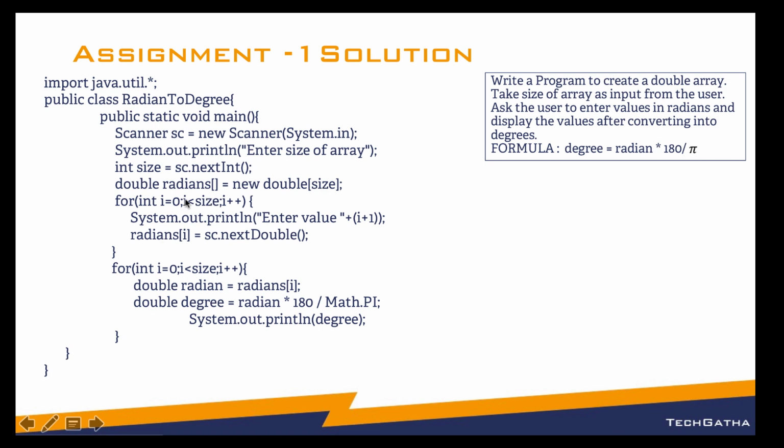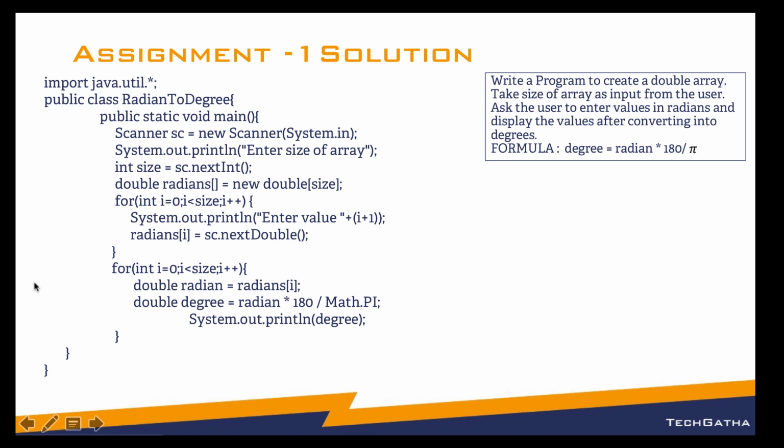Again, I go over here in the loop. Remember, array index always starts from 0, goes to less than size, I plus plus. I say enter value I plus 1. So I is 0, 0 plus 1 is 1. So this is just used for printing. This is not actually changing the value of I, because it's a binary operator, not an increment operator. Radians of I, that means the first value, the value entered by the user gets assigned.